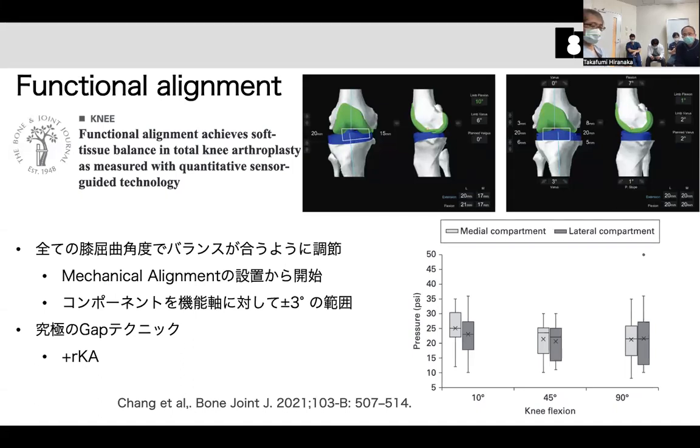And then there is the third advantage of robotic use. Okay, I will explain later. Anyway, please remember that this functional alignment technique is the advantage and the virtue of robotic use.